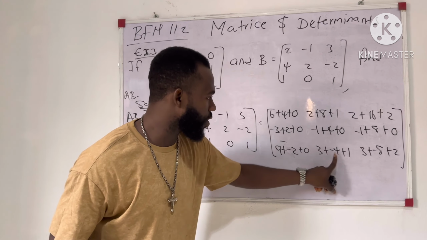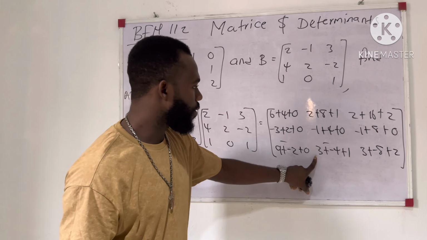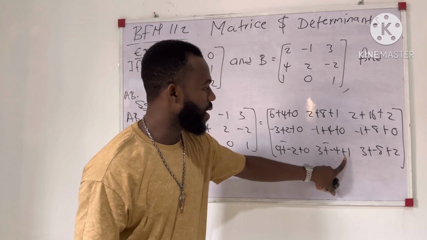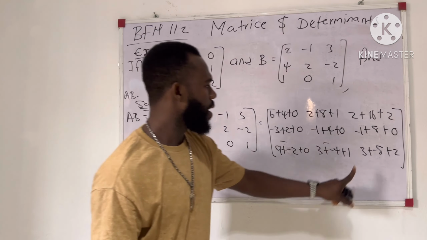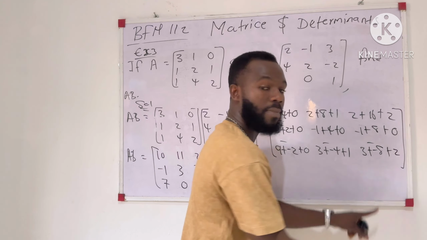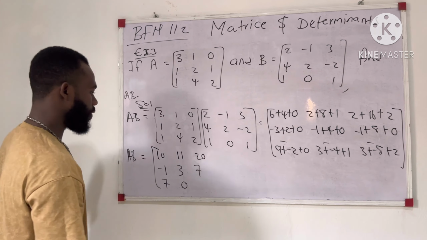Now we have two signs also here, plus and minus. So plus times minus gives us minus. What do we have? 3 minus 4 gives us minus 1. And minus 1 plus 1 gives us 0. Okay, last we have, again, plus times minus gives us minus. So 3 minus 8 gives us minus 5. And minus 5 plus 2 gives us what?